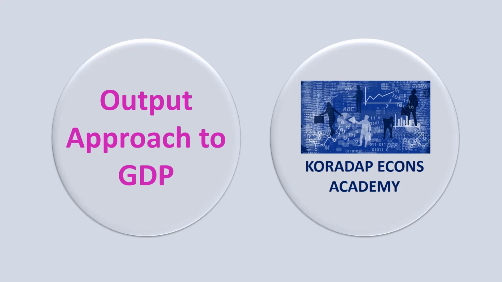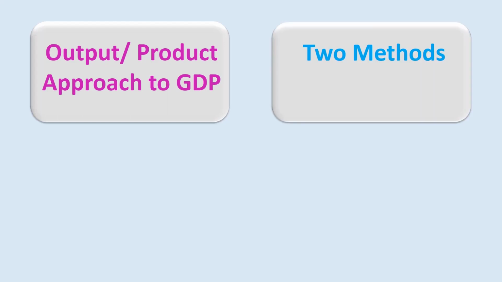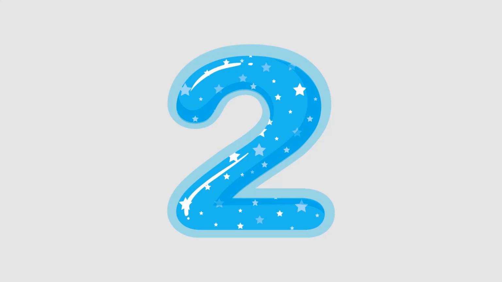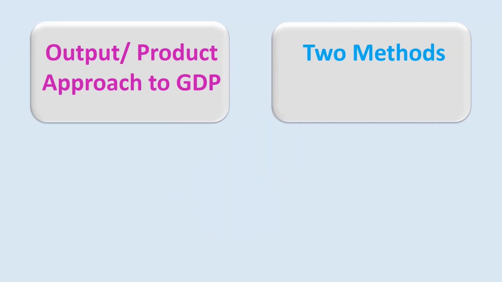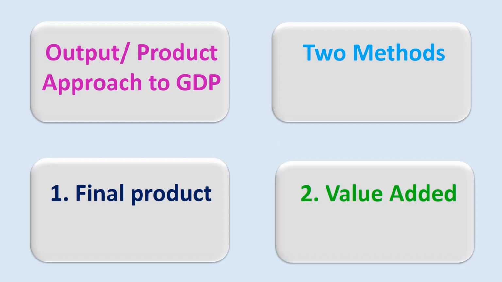Today, our topic is output approach to GDP. We want to understand how we calculate GDP using the output approach. Under this approach, we have two methods. Yes, I said two. The two methods are final product method and the value added method. To understand these two methods, I'm going to use a conceptual framework to drive home the meaning and how we can calculate GDP using each of the two methods.